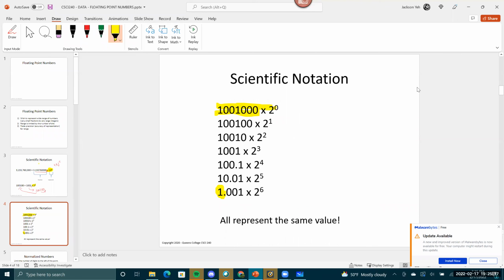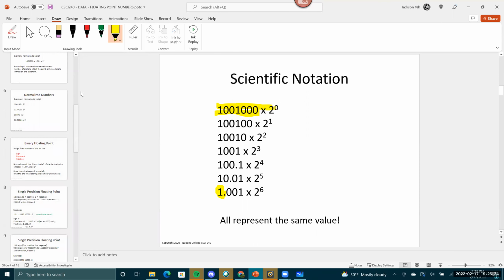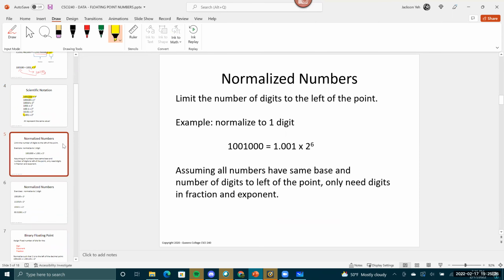So with that being said, before you can actually encode it, you need to do what's called normalizing the number. Normalizing the number means I am going to write the binary number in scientific notation in a format where there's exactly one digit to the left of the decimal point. And that's called normalizing it to one digit. Does that make sense?